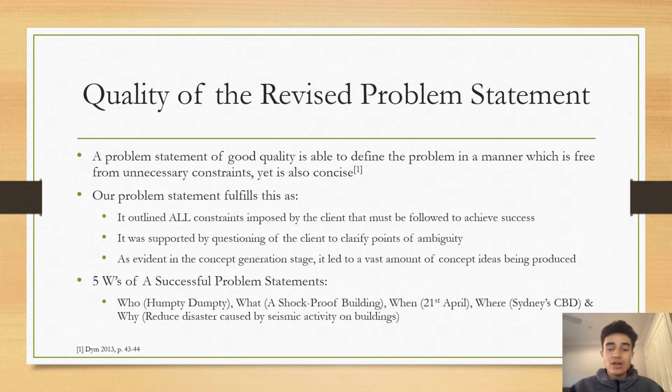Firstly, it clearly outlined the client's tasks for our teams and only introduced constraints that all future ideas must abide by, such as material and dimensional requirements and weight limits. The problem statement was also supported by questioning of the client to clarify various points of ambiguity, such as what type of car is being driven into the structure. The problem statement did not introduce any additional building constraints, thereby widening the amount of ideas generated in the concept generation stage. It also successfully outlined the 5 W's of framing a problem, which further aided in concept generation.